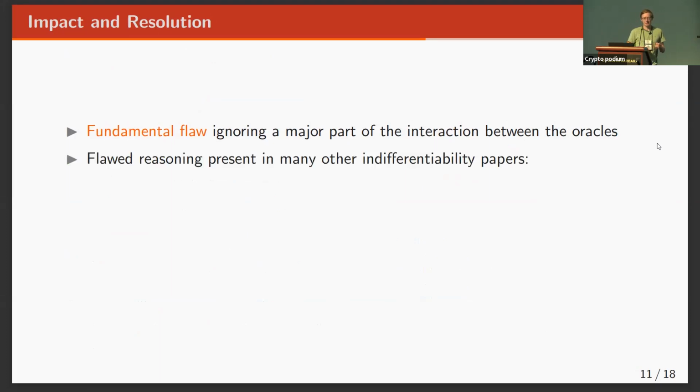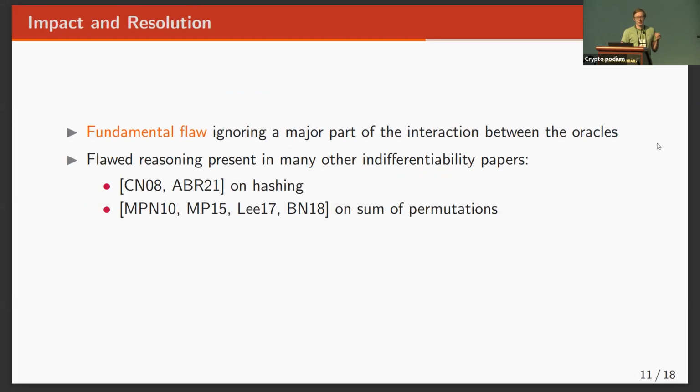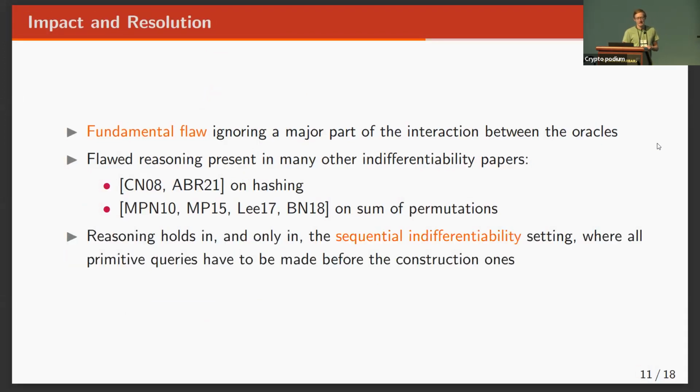And the same flaw is actually also present in many other indifferentiability papers. So there are 2 also on hashing and also 4 on the sum of permutations. And these are actually also all the works on the indifferentiability of the sum of permutations. So maybe a slight positive note is that this reasoning does hold in the sequential indifferentiability setting, where all the primitive queries have to be made before the construction ones. So what we can say is that these results are downgraded to this weaker setting, so that they still have some positive results.